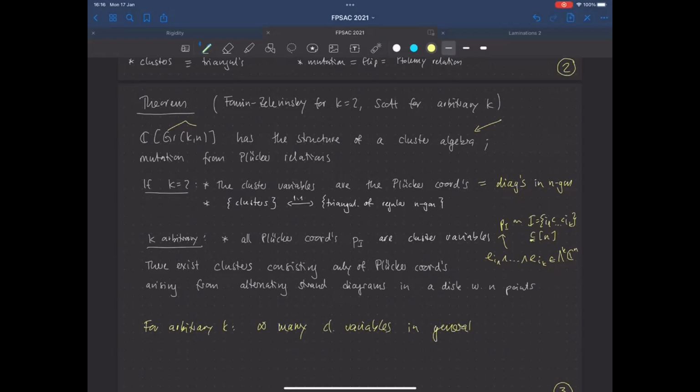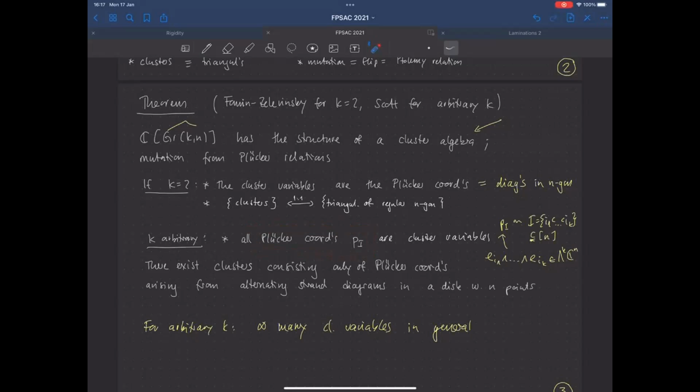So only when k equals 2, the cluster variables are exactly indexed by the diagonals in a polygon and the edges. When k is 3, there are 3 more cases where we have finitely many cluster variables under this process, but then outside of this range, we have always infinitely many cluster variables. So even if we say we take some diagram or triangulation to produce cluster variables, or that all the Plücker coordinates are cluster variables, there must be a lot more.